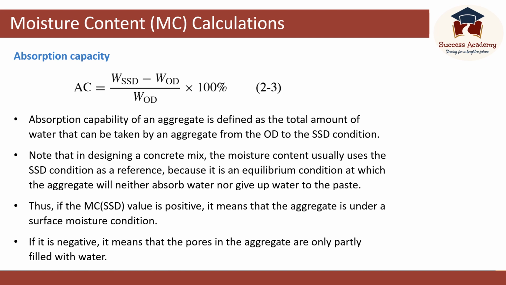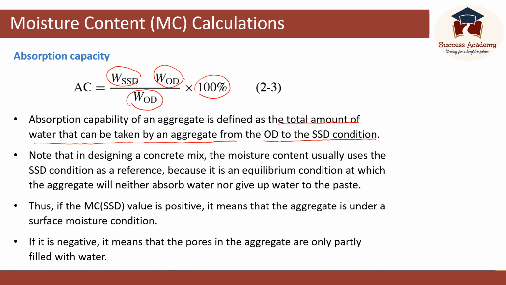Absorption capacity tells us how much water can be absorbed by the aggregates. We can use this equation to find the absorption capacity. Surface saturated dry weight minus the oven dried weight divided by the oven dried weight times 100% gives us the absorption capacity. Absorption capacity of an aggregate is defined as the total amount of water that can be taken by aggregates from oven dried condition to surface saturated dry condition.